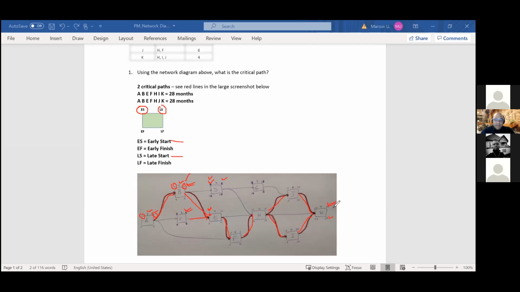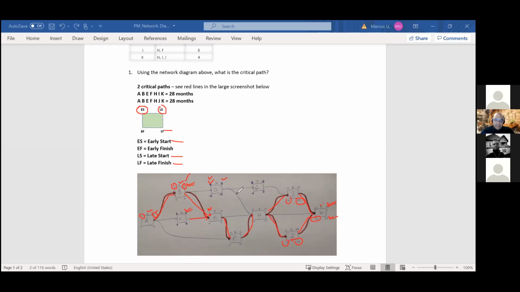28 at the end. So when you do your backwards pass, you go from K, from the finish K, all the way to the start A. You have to start with your 28, and you subtract 4, which gives you 24. And then 24 will go into I, 24 will go into J. This is the late finish, right? And you do the same thing. Subtract 6 will give you 18. 24 subtract 6 will give you 18, and so on.